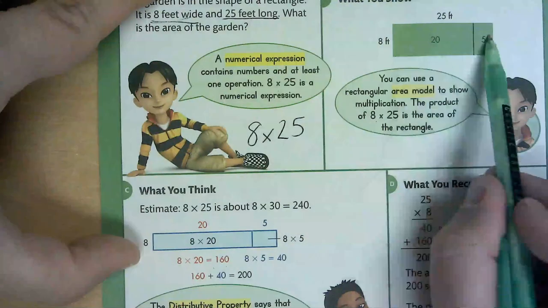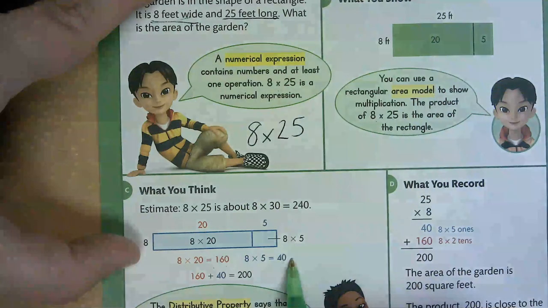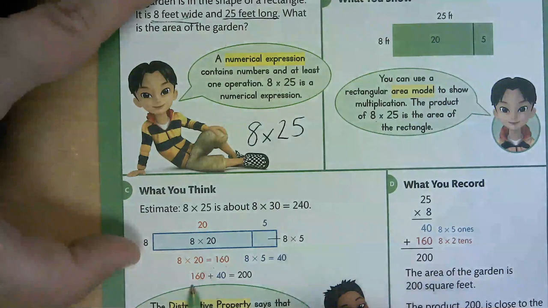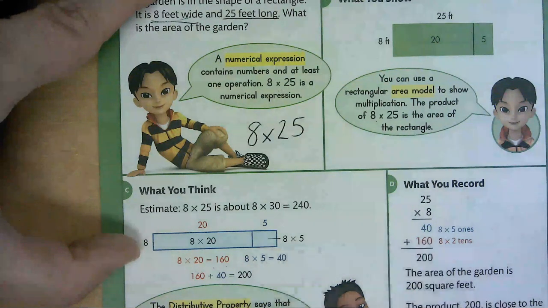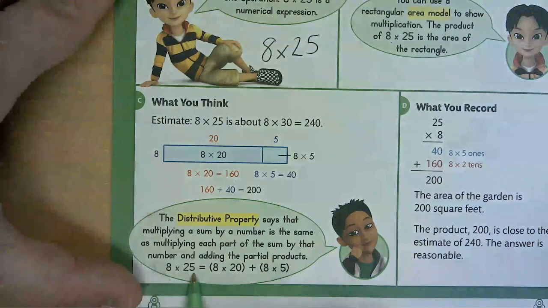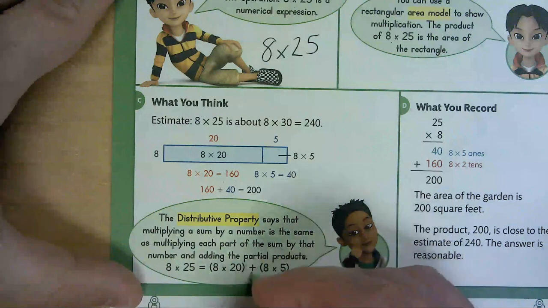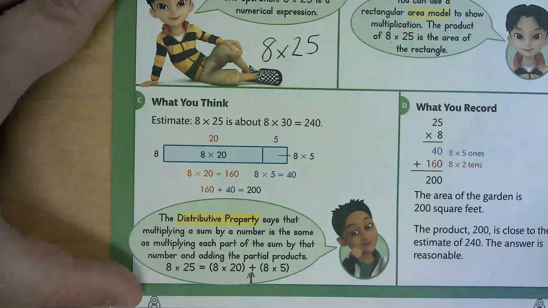And then I need to do my second one. 8 times my 5. 8 times 5 is going to be 40. So I've got this 160 and I've got my 40. All right, 160 plus 40, because the distributive property told me I can take my 8 times 25 and break it into 8 times 20 and 8 times 5, but then I need to make sure that I add those together. That plus sign is super important.